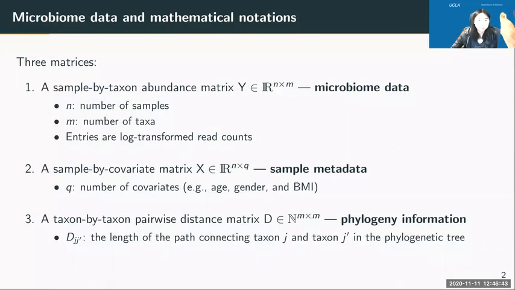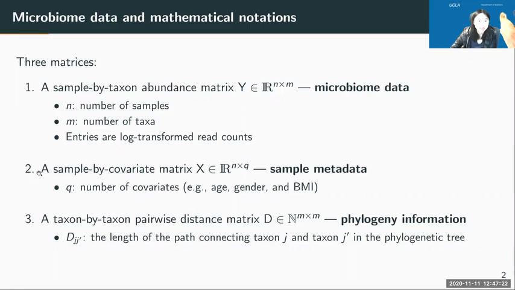So what is the input of mbImpute, or what are the data resources it can leverage? There are three matrices. The major one is what we call the microbiome data. It is a sample by taxon abundance matrix. Here by abundance, we mean that the read counts, which are non-negative integers, are log transformed. And the matrix is n by m. So it has n rows corresponding to samples like patients or microbiome samples, and m is the number of taxa.